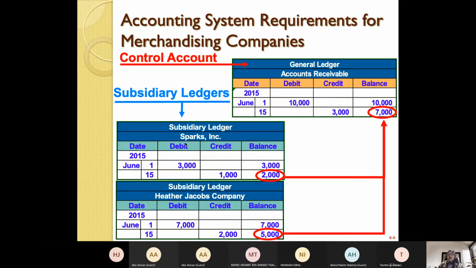So why do you need a different account for each of your customers? Because you want to know at any point of time how much is the amount due from your customers, or your accounts receivable. So this is what we call the subsidiary ledger, and the balances in the subsidiary ledger will be transferred to what we call accounts receivable. Accounts receivable shows the totality of all your receivables.